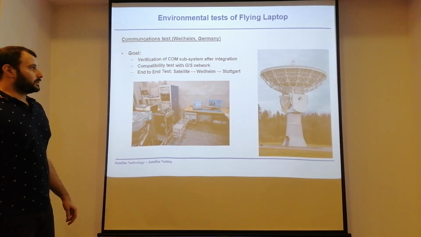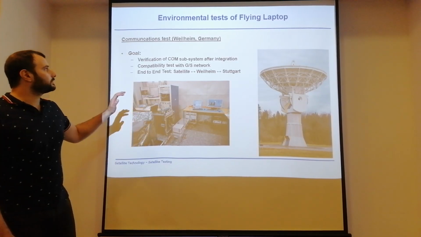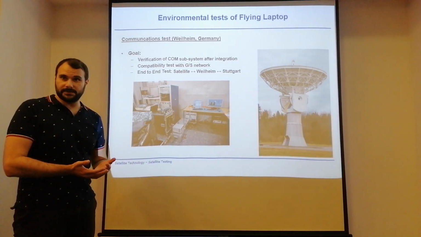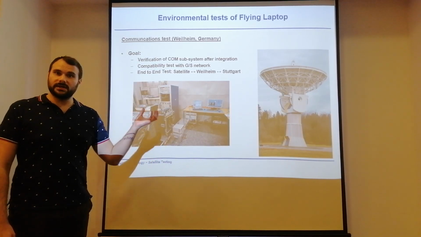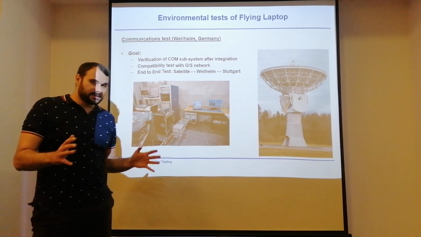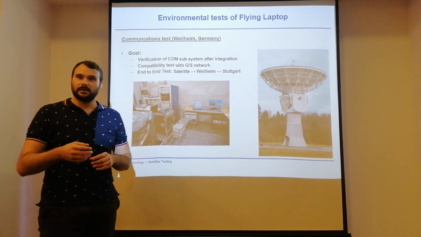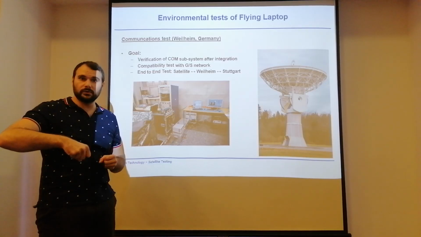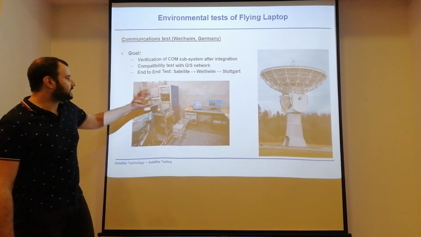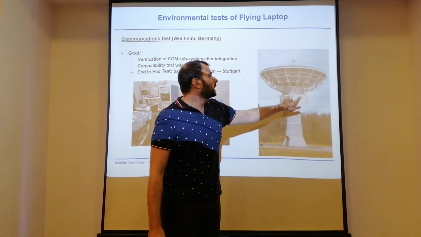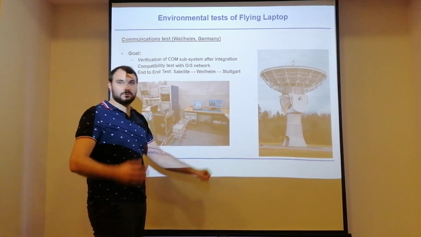Then there were communication tests that were performed. The communication tests with Weilheim, Germany were performed to verify the communication subsystem after integration, so you want to assure compatibility with the ground station network later on. In our case you take the whole satellite, while for bigger satellites you only use the communication subsystem with some external components to operate it. You go to the ground station, you put it into the test chamber, and it will be directly connected to the antenna. And the antenna has a shortcut and straight feeds the signal back into the system as if coming from space.